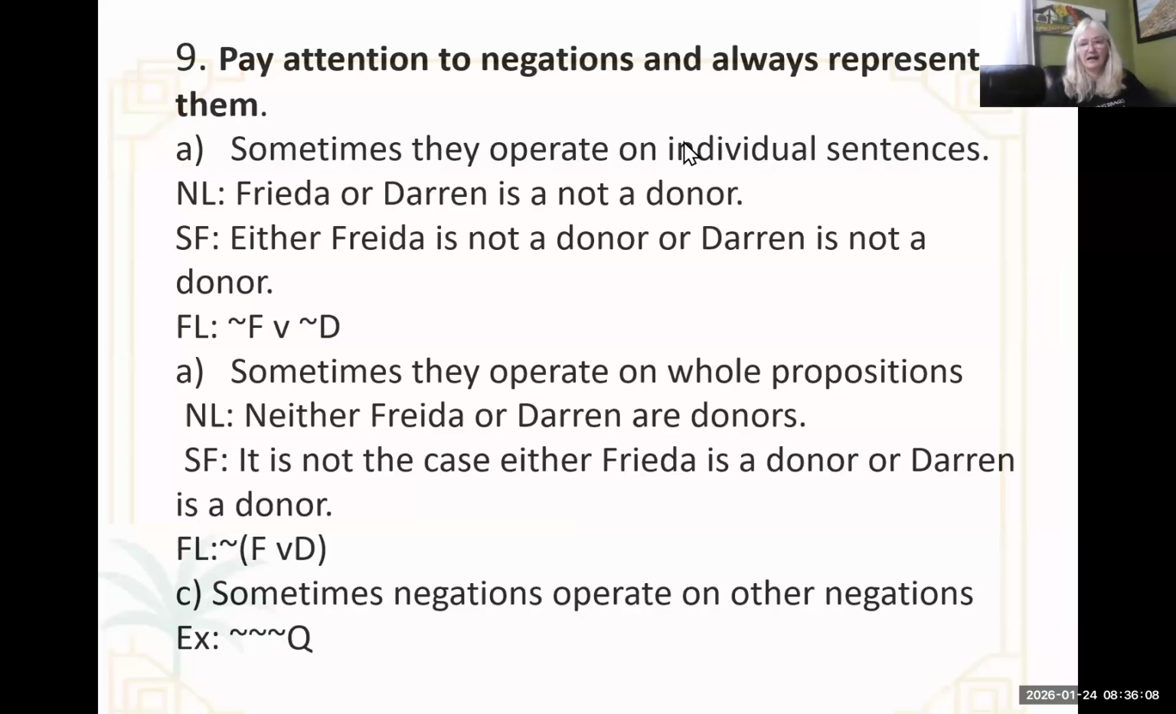Okay, pay attention to negations and always represent them. Sometimes they operate on individual sentences. For example, Frida or Darren is not a donor. That means either Frida is not a donor or Darren is not a donor. Sometimes it operates on whole propositions, like neither Frida nor Darren are donors. That means it is not the case either Frida is a donor or Darren is a donor. In this case, the negation goes outside the parentheses. Then you have F or D together in parentheses. Sometimes negations work on other negations. You can have negation, negation, negation, Q. That's a well-formed formula.